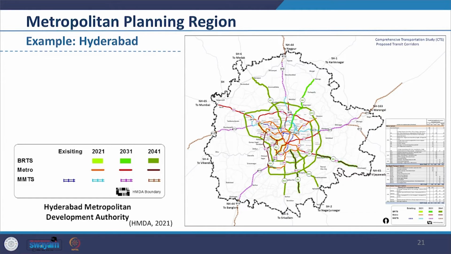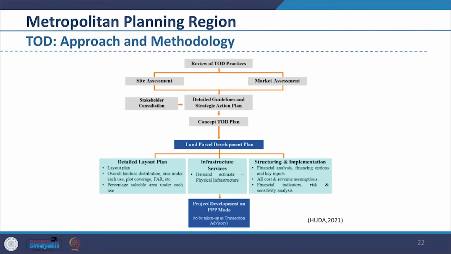HMDA conceived transit-oriented development in compatibility with the master plan. An integrated transit network was proposed with the focus to integrate employment generating nodes with the transit network. Influence zones along the transit network were identified, and detailed development control rules, FAR and land use in such areas were decided. We look at the approach and methodology which they adopted.